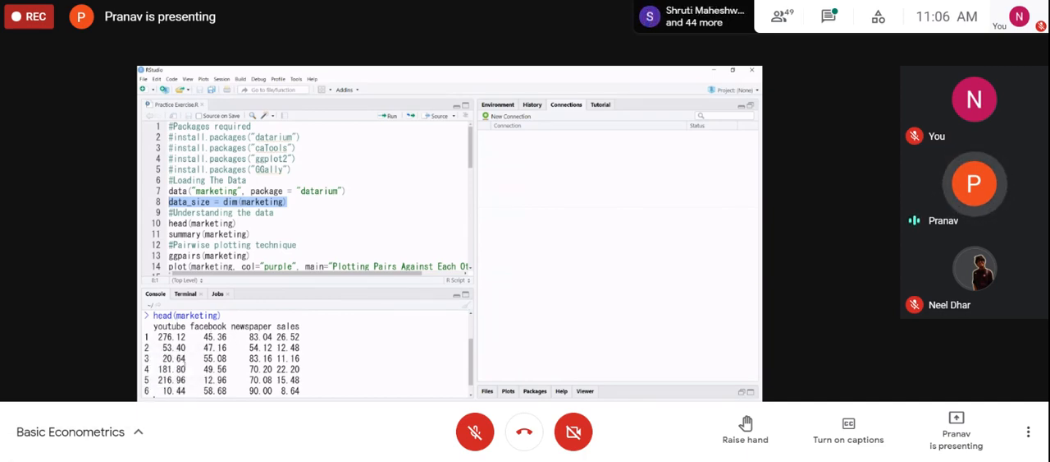First column is for YouTube. Second column is Facebook. Third column is newspaper, and the final column is the sales. These are the advertising expenditure budgets, and this is the impact on sales of these 3 columns.